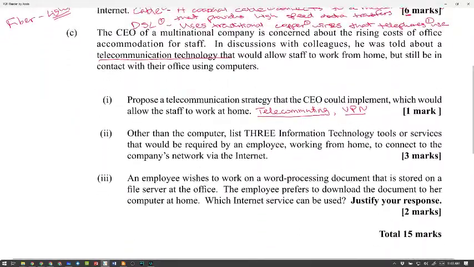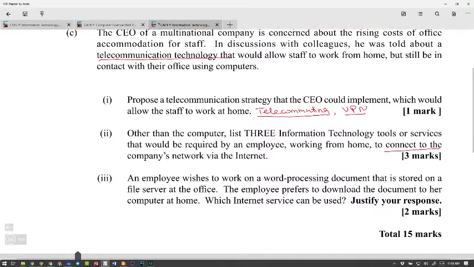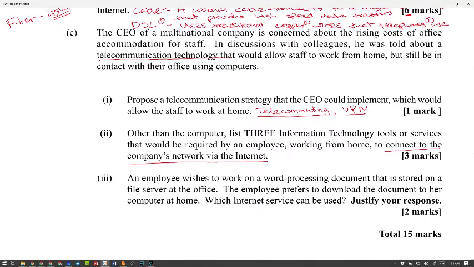Alright, other than a computer, list 3 information technology tools or services that would be required by an employee working from home to connect to the company's network via the internet. Other than a computer. So when you think about computer, you think about the mouse and the keyboard and all those different things. What other things do you need to connect to the internet? Basically, what do you need to connect to the company's network via the internet?